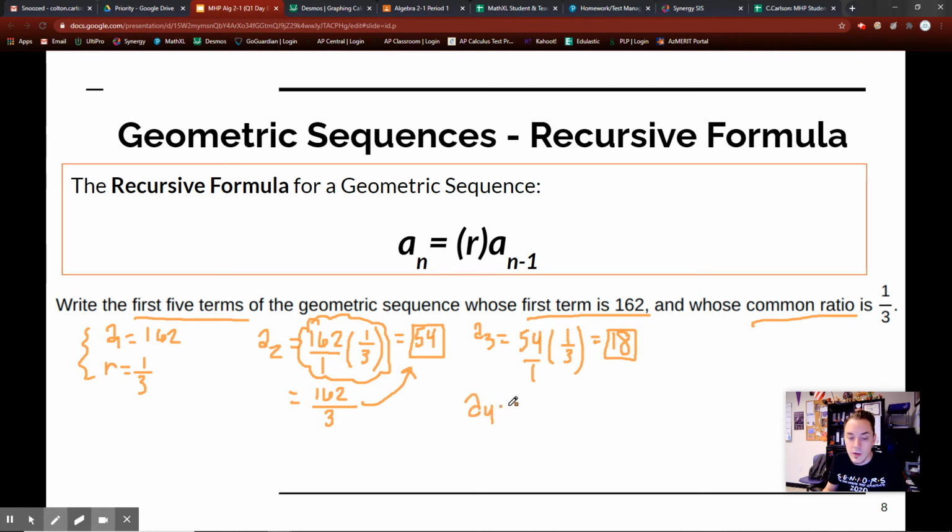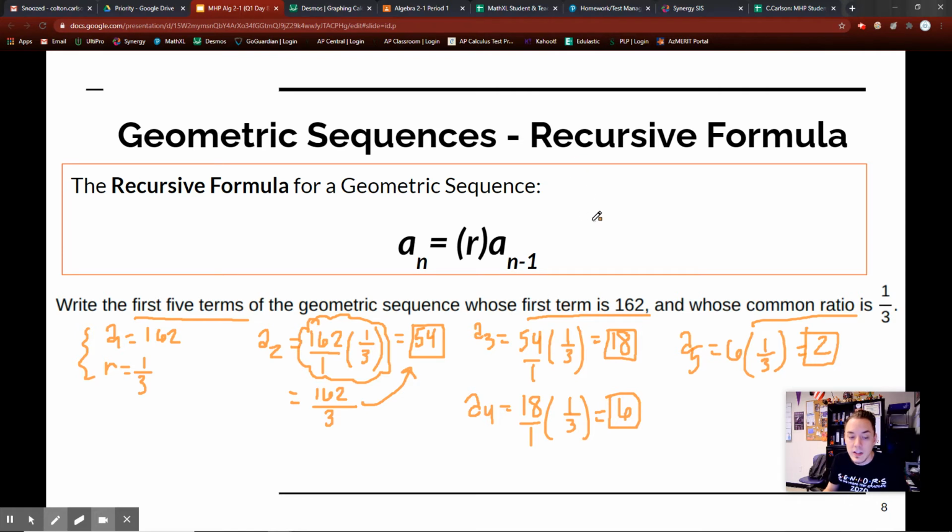Awesome. A sub 4, let's go to town. So this is 18, and then times 1/3. We multiply that. Technically, it's 18 all over 3, which 18 divided by 3 is 6. And then last, a sub 5. A sub 5, I'm going to take 6 times 1/3. This equals, of course, 2.